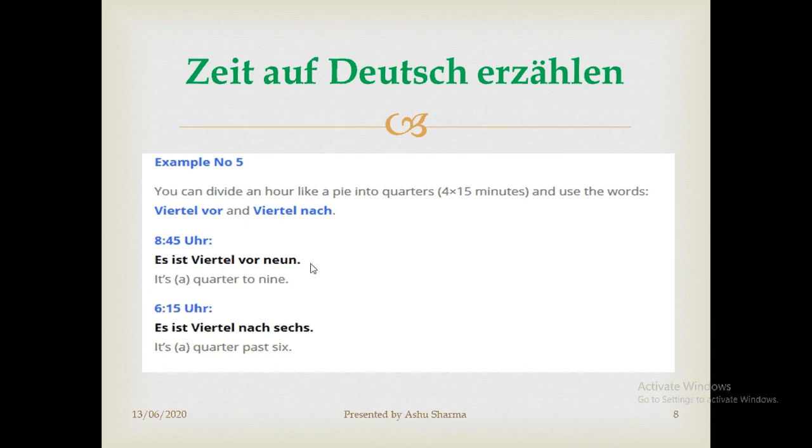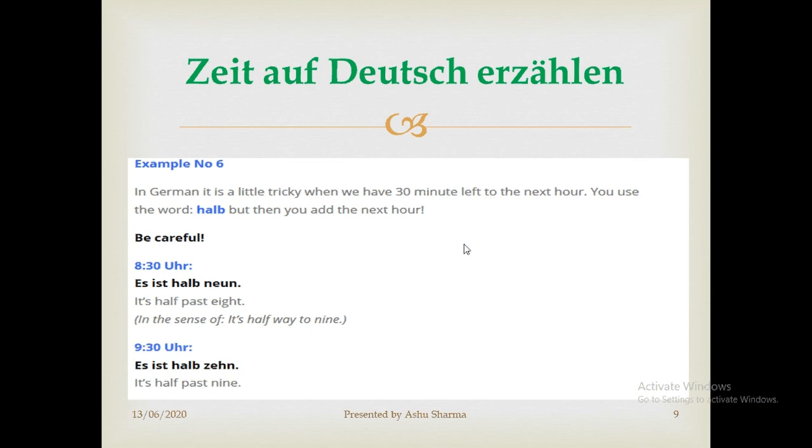This is the way, 6:15 Uhr. "Es ist Viertel nach sechs". So it's a quarter past 6, so 15 minutes. Here we are using "nach" because of past. And if we have to use before, then we are using "vor". So into quarters, each of them having 15 minutes, we use these words. "Vor" is used for before, and "nach" is used for past, along with the "Viertel". So you practice it at home and try to speak these words.